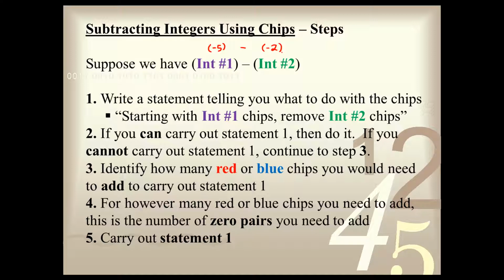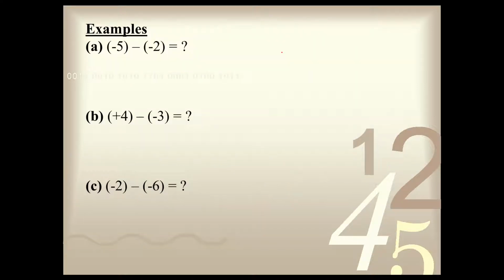Now, I realize that steps 3 and 4 are really confusing. So what I'll do is go through 3 examples, and keep going back and forth between the 2 different slides showing you how I'm actually going through these steps. All right, so here's what I've got. I have -5 subtract -2 is the first one.